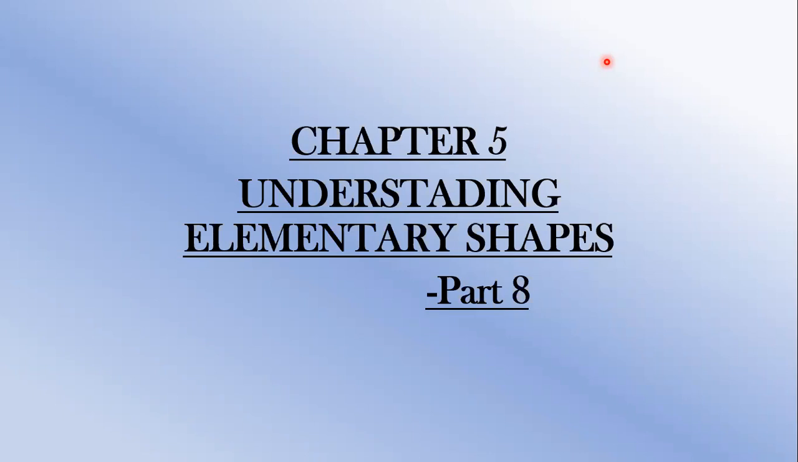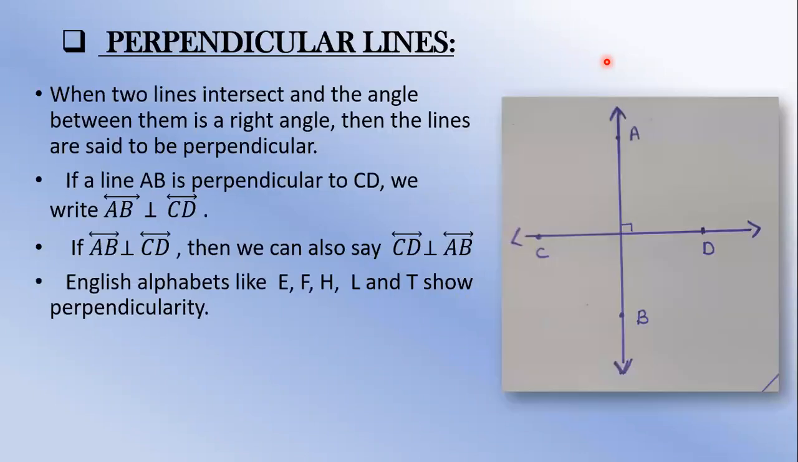We are doing chapter 5, understanding elementary shapes. Today's session you are going to learn about perpendicular lines. When two lines intersect and the angle between them is a right angle, then the lines are said to be perpendicular lines. So if two lines intersect each other at right angles, intersect each other means meet each other. If two lines meet each other at right angles, then the lines are said to be perpendicular lines.